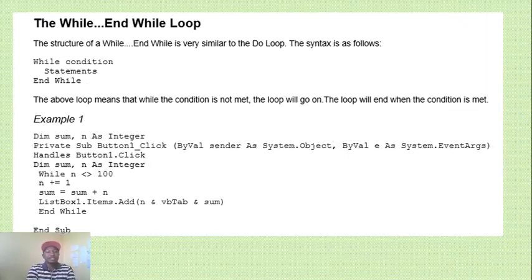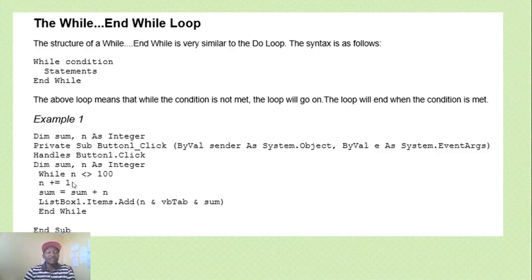Next, ladies and gentlemen, let's look at the while end while loop. The structure of a while end while is very similar to the do loop. The syntax is as follows. We have the while condition, your statements, then end while. The above loop means that while the condition is not met, the loop will go on. The loop will end when the condition is met. Therefore, mark that one, the loop will continue as long as the condition is not met.